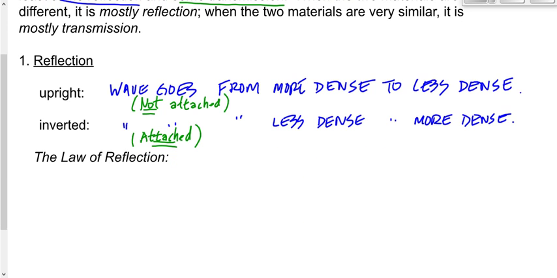Now, this one I can't demonstrate. I wish I could. It's called the law of reflection. The reason I can't demonstrate it is because it's a two-dimensional thing. Here's a boundary.